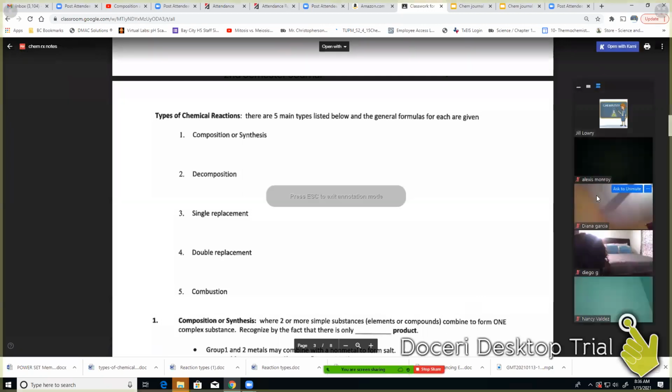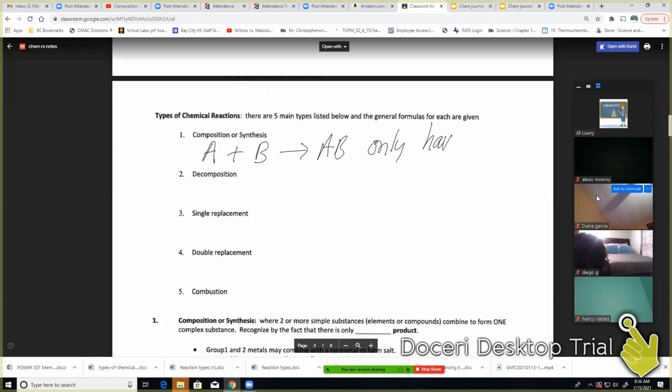All right, so the first type of reaction is called a composition or a synthesis reaction. That's when you have an element plus an element, or an element plus a compound, come together to make one new product. So the giveaway on that type is that you only have one product. You may have 2 things come together, 3 things come together, but in the end, you only end up with one product.